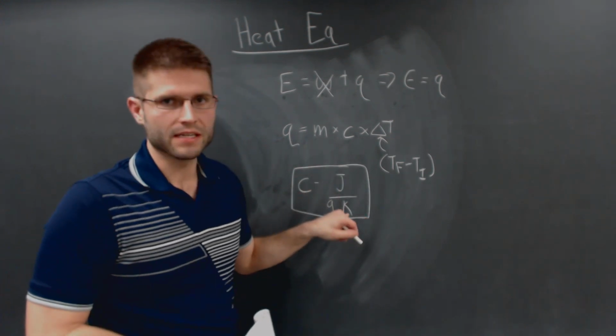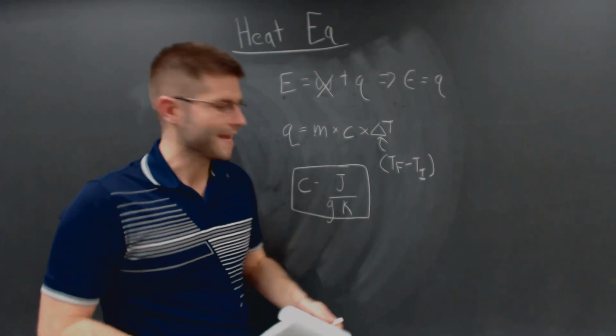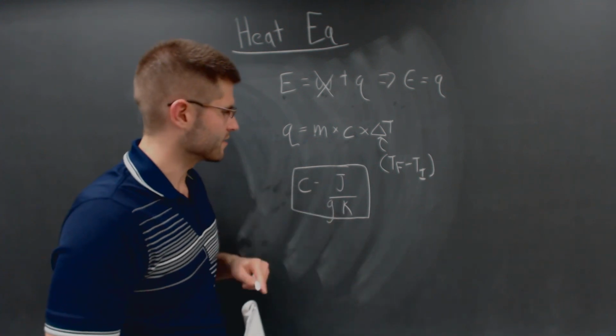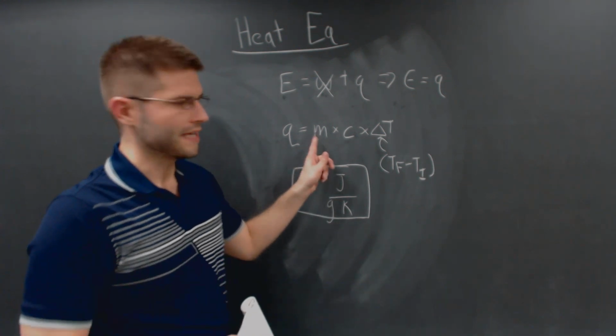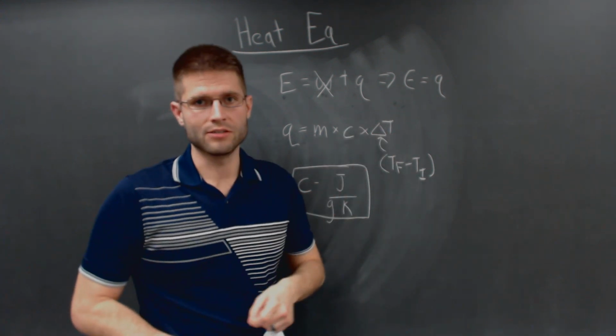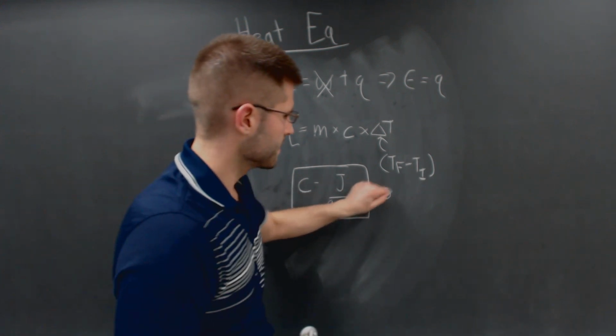Now remember, this has to be in Kelvin. If you use Celsius, it's going to come out with a wildly incorrect answer. And the mass has to be in grams, not kilograms. What that means is we're going to have to convert our masses to the correct units. We're going to have to convert the temperature to the correct units as well. So this is called the specific heat capacity.